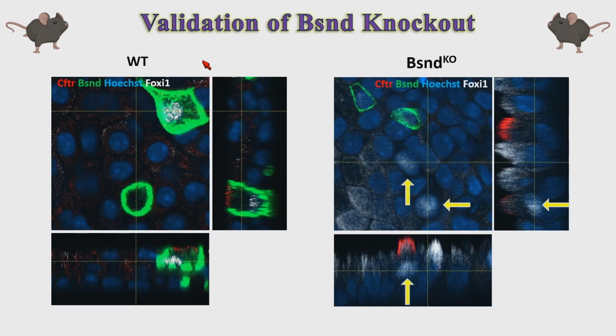Here's the immunofluorescence staining validating the knockout of BSND. We stained for CFTR, which is in red, BSND in green, Hoechst, which is blue, and FOXI1 in white. In wild-type cultures, we see triple positive cells, and we can see that there are double positive cells, which are CFTR and FOXI1 positive cells that lack BSND.